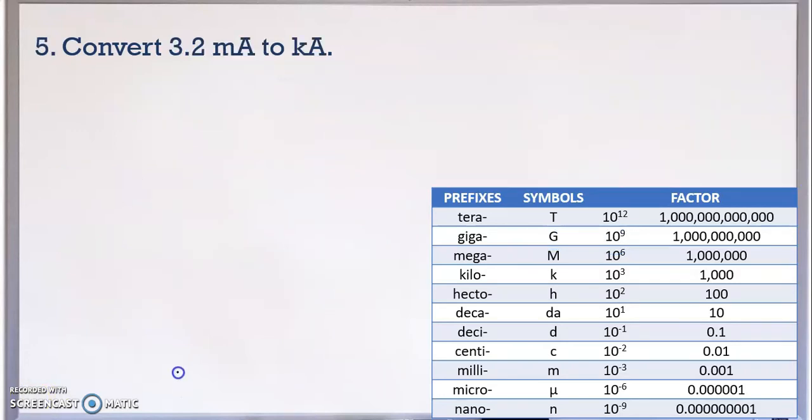Problem number 5. Convert 3.2 milliamperes to kiloampere. In this problem, the base unit is ampere, which is the standard unit of current. The prefixes used here are milli and kilo. According to the conversion chart, 1 milliampere is equal to 10 raised to negative 3 ampere. And 1 kiloampere is equal to 10 raised to 3 ampere.